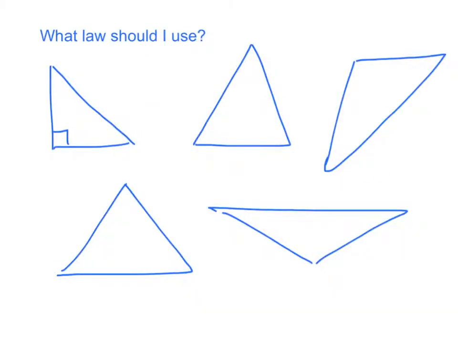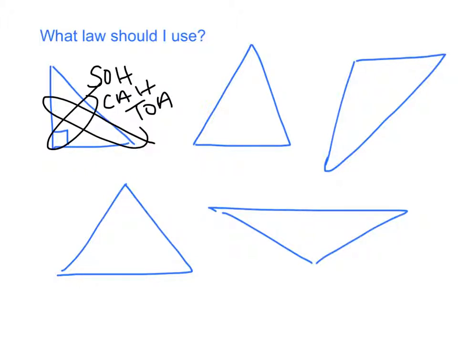All right. Let's have a look at the last piece of the puzzle. Which law should you use? Well, if you have a right angle triangle, you know the only thing you can use is SOHCAHTOA. But wait, there's more. You can also use sine law. So the right angle triangles, you can also use sine law. Easiest way to approach it.